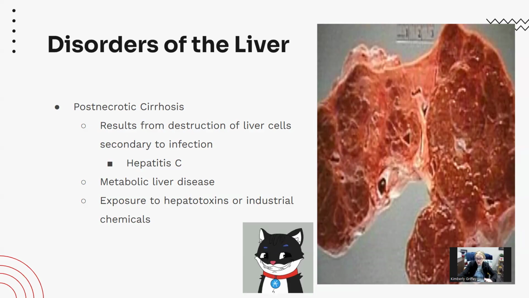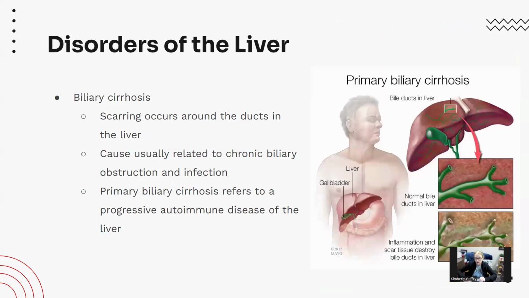You will need to know the difference in the different types of cirrhosis. So then you have biliary cirrhosis. When you have chronic inflammation, this causes destruction to small intrahepatic biliary ducts, preventing the flow of bile into the small intestine. So eventually you'll get cirrhosis and liver failure.